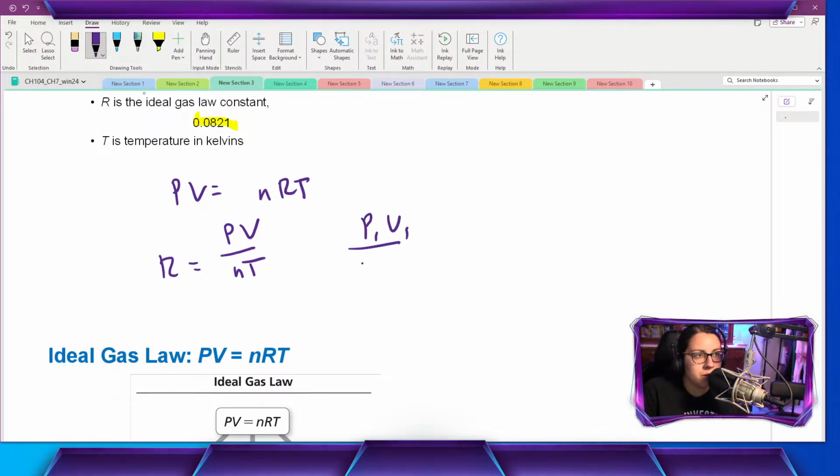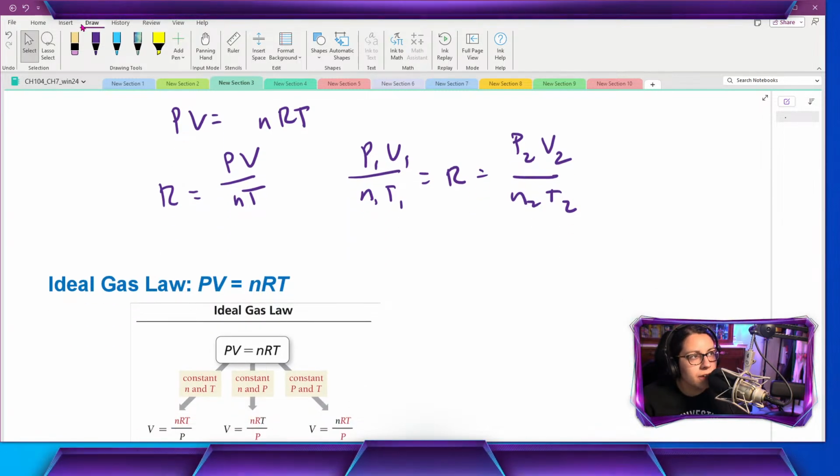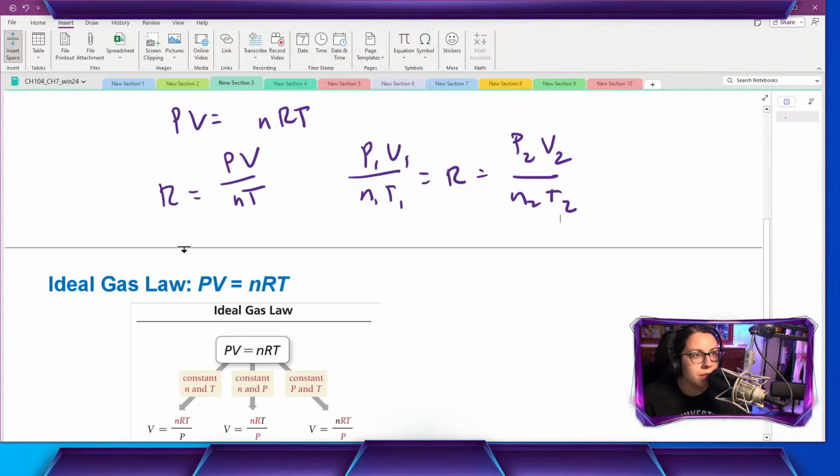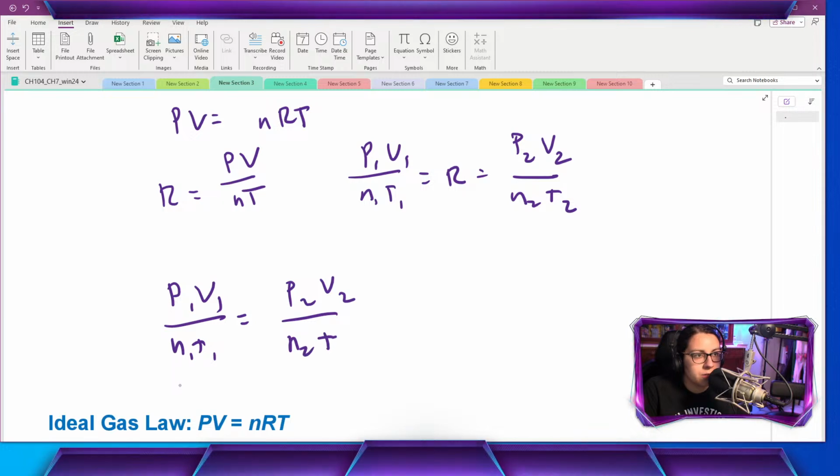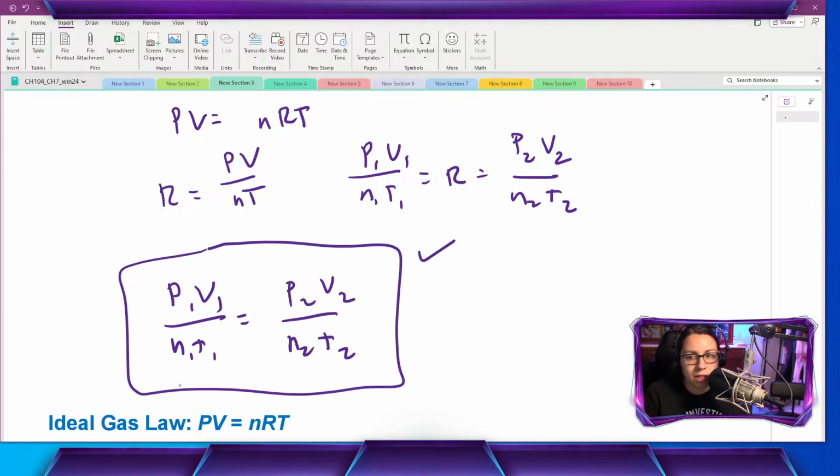P1V1 over n1T1 to equal R, which is also equal to some other condition of P2V2 over n2T2. And so this leads us to the other form of the gas law that I like, which is P1V1 over n1T1 is equal to P2V2 over n2T2. And now this is nice. This is kind of the combined ideal gas law.